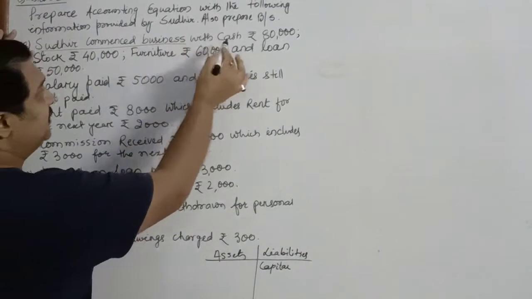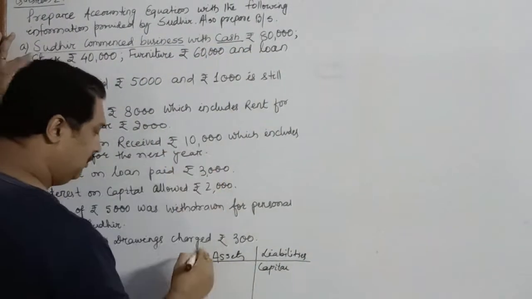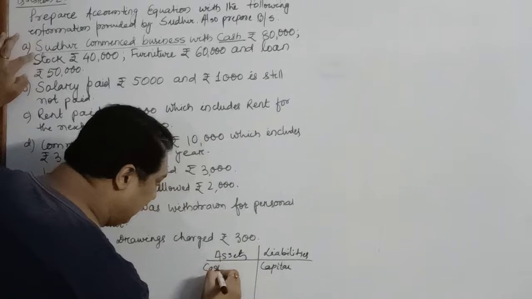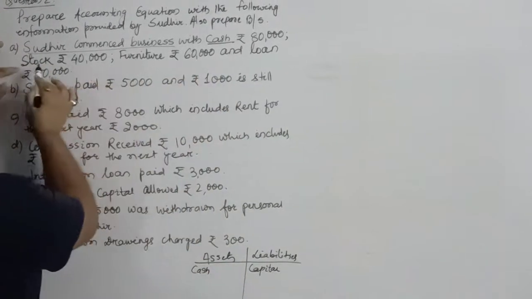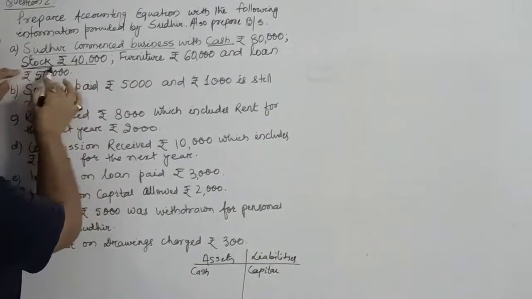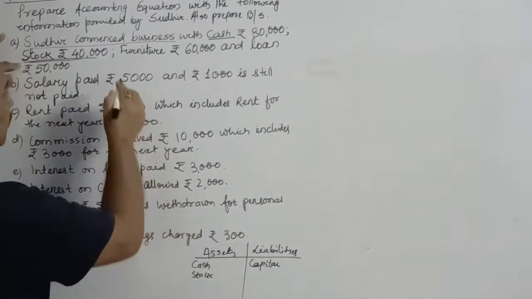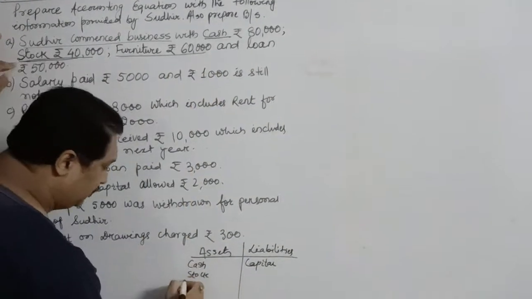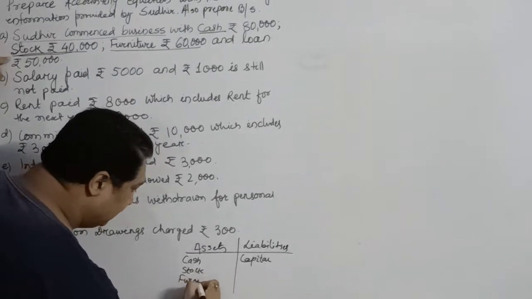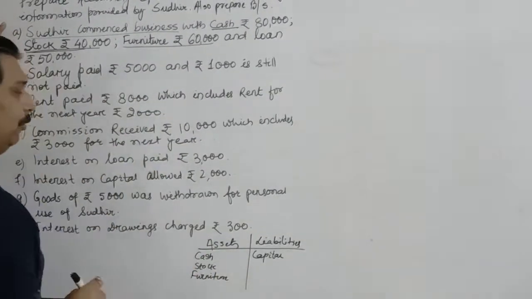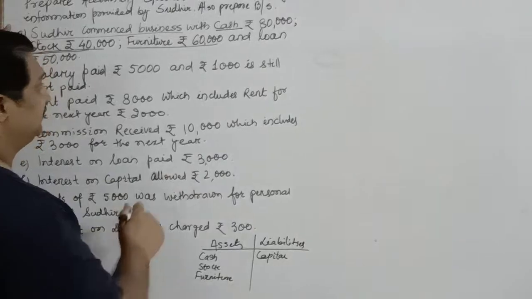He is starting business with cash. So cash is an asset. He has also invested stock. So stock is another asset. He has also invested furniture. So furniture is yet another asset which is going to be invested in the business.